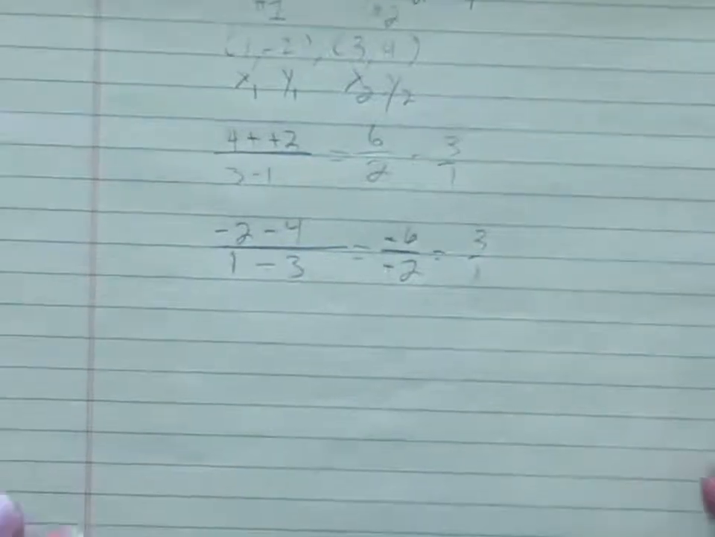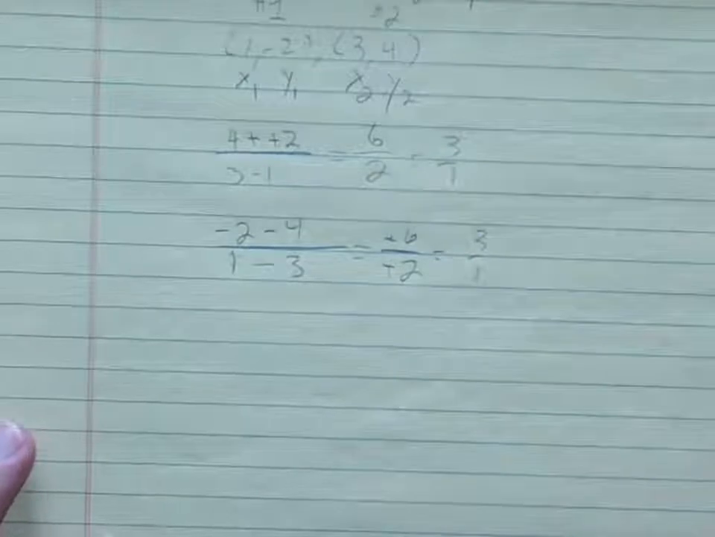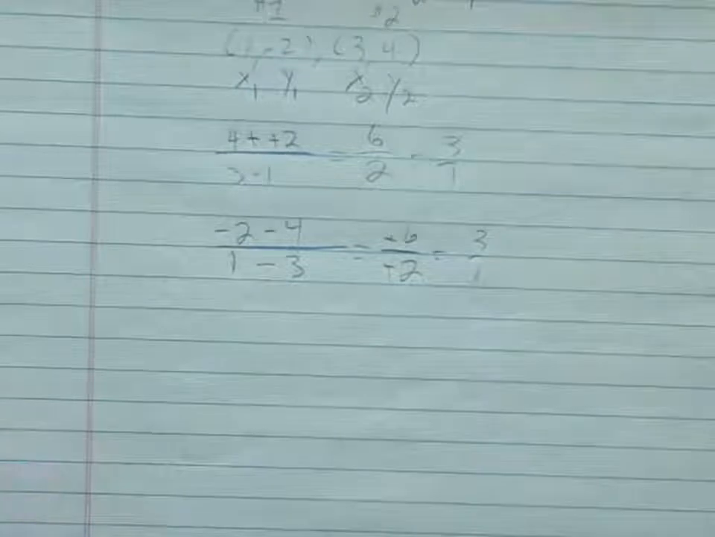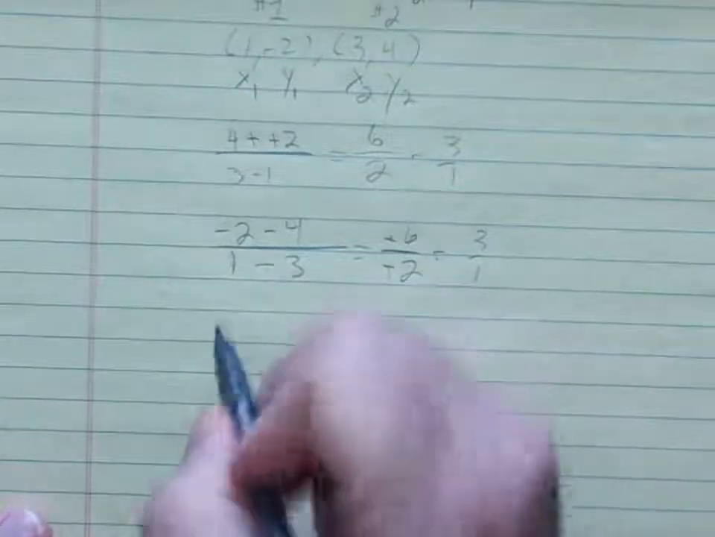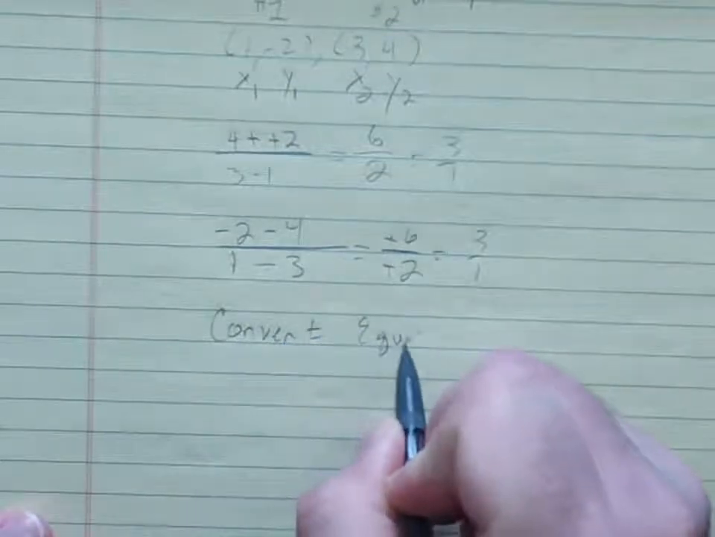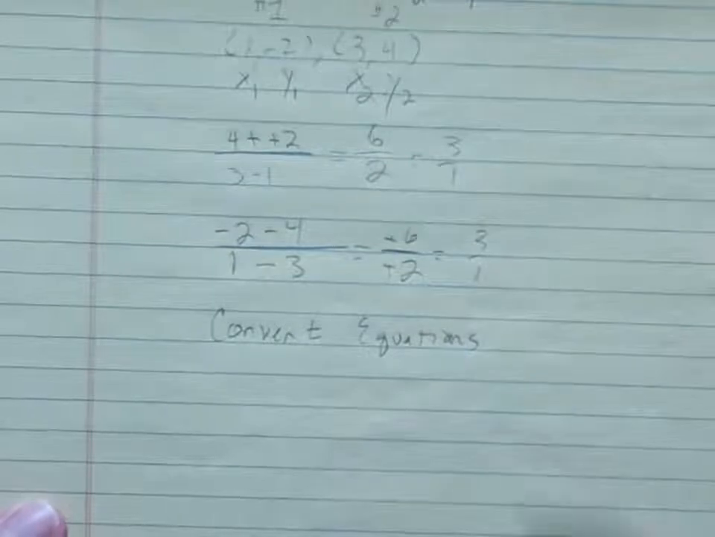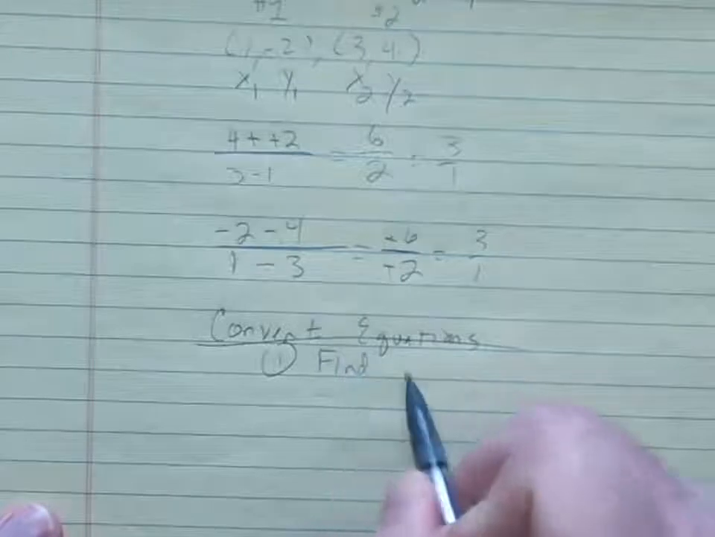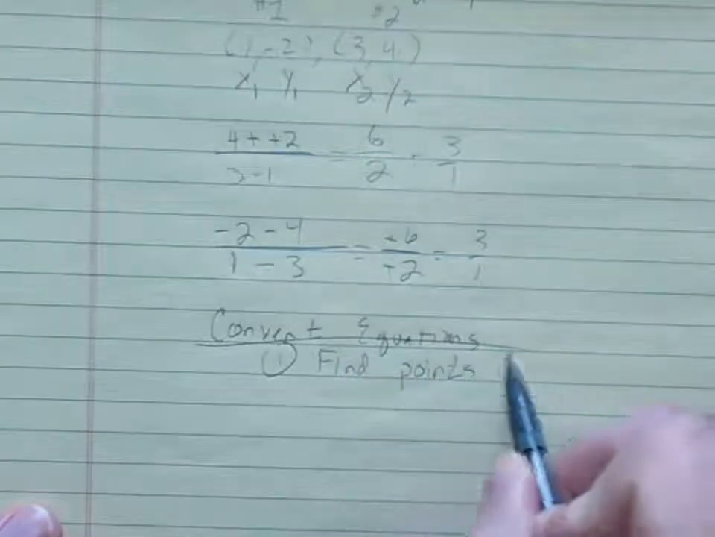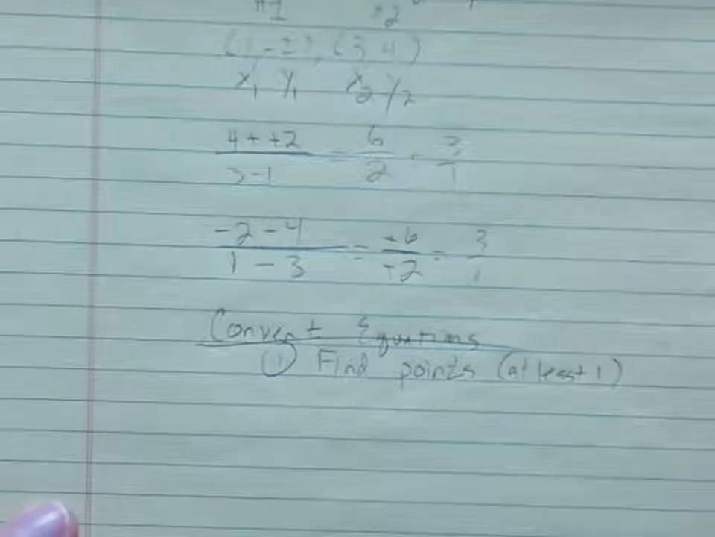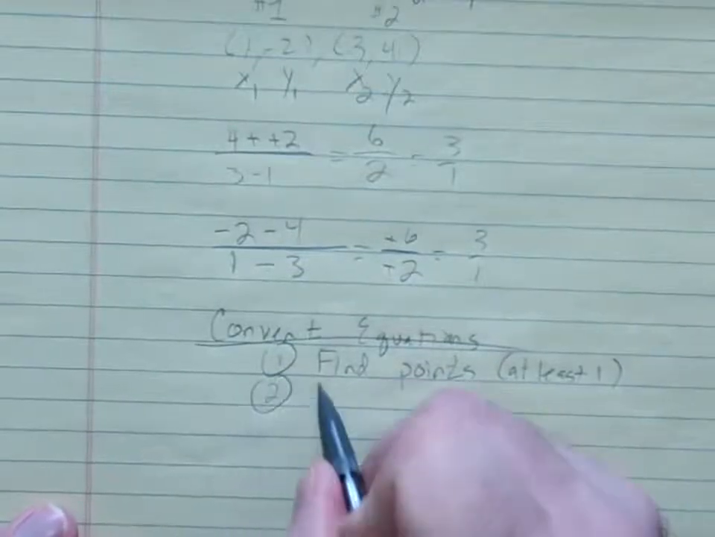So once we've found the slope, how do we go from one type of equation to another? I would say always, always, always start with point slope form. Okay, so how do we convert? We need two things before we can do that. Remember what they are? One, we need points. So find your points. You need at least one. If you're given the slope, all you need is one. If you're not given the slope, you need two. Second one would be find the slope.